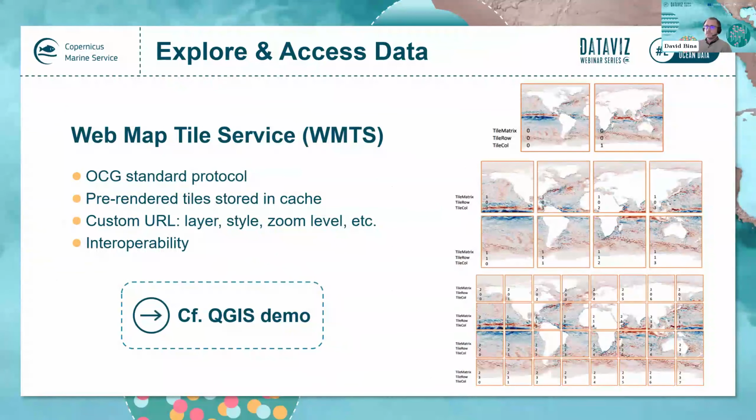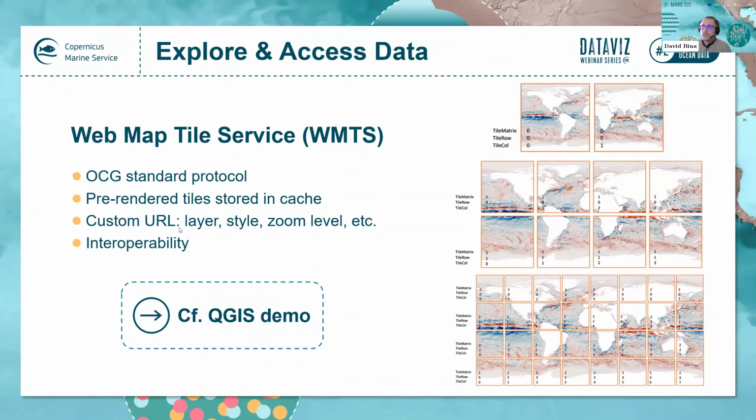And a few words about the Web Map Tile Service, WMTS. Here on the right, we have a representation of what tiles are. So basically, it's dividing the Earth into tiles, some spatial parts like this. The WMTS is a standard protocol that consists of pre-rendered tiles that are stored in the server cache. So that's why it means we can remotely display data without downloading them.